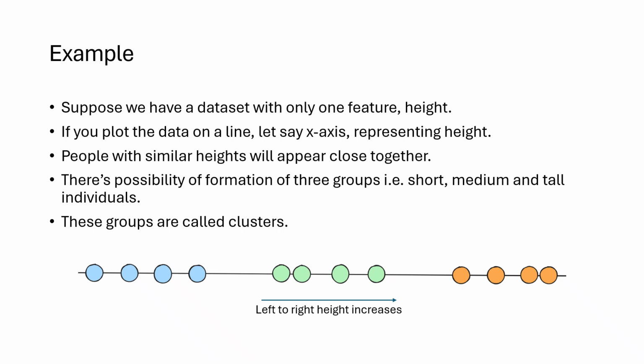As shown in the image, we can visually identify three distinct groups: a short group, the blue one, a medium group, the green one, and a tall group, the orange one. These natural distinct groupings are what we call the clusters. This is the initial intuitive idea that K-means clustering aims to automate.